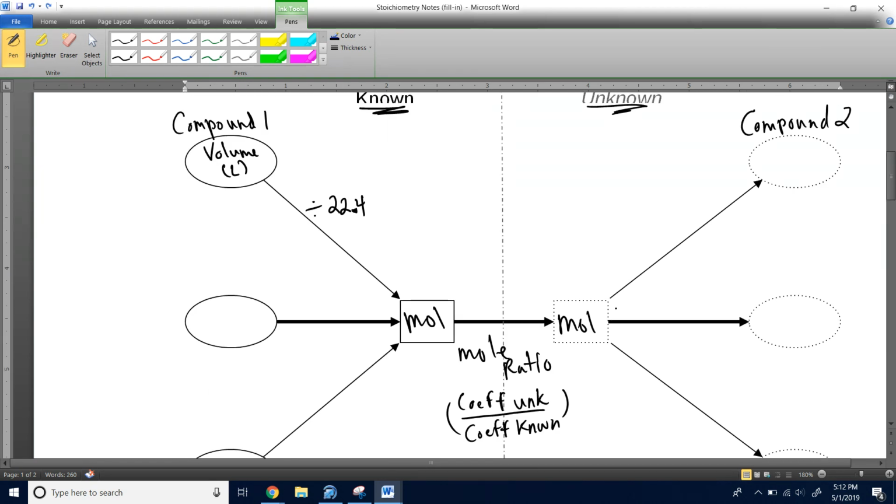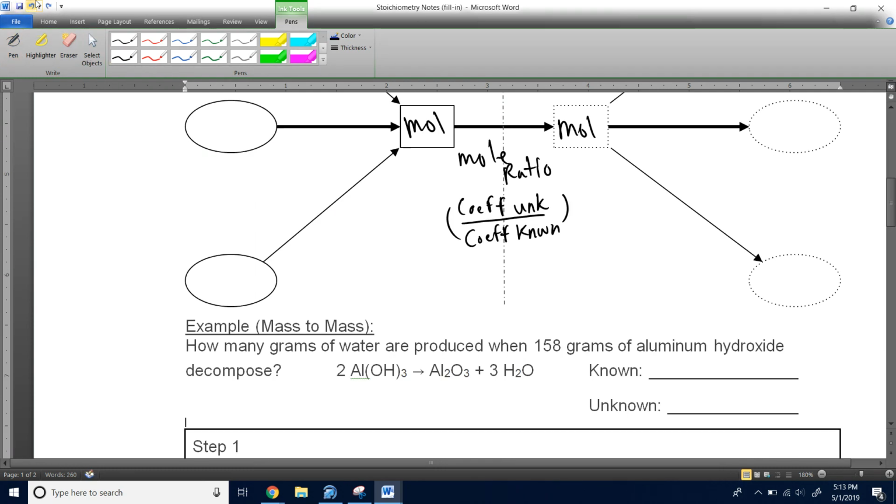Once we have moles here, we use our conversion factor again to get to the volume of that second compound. Remember, we want to get to liters. So if we divided by 22.4 in the beginning, what do you think we're going to have to do here? We're going to have to multiply by 22.4.